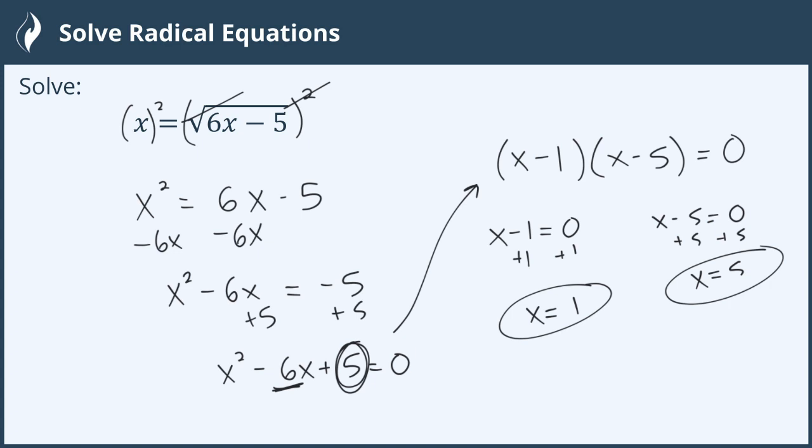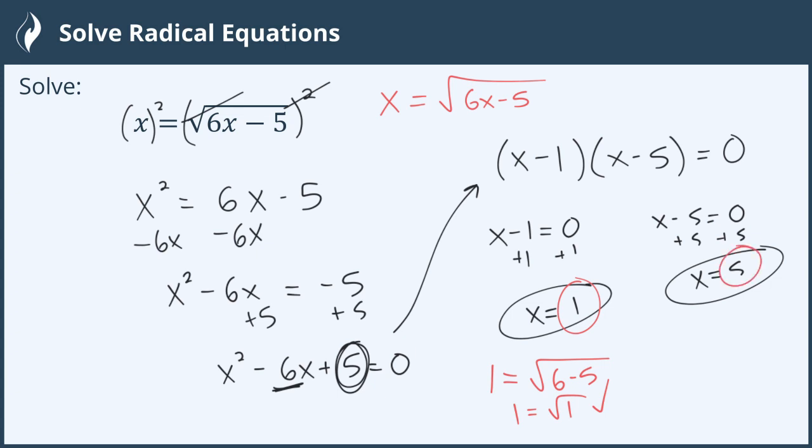And it's always a good idea to go back and check with our original problem. So our original problem was x equals the square root of 6x minus 5. So if we plug in this 1, we would have 1 equals the square root of 6 times 1, which is 6, minus 5. 6 minus 5 is equal to 1. Is 1 equal to the square root of 1? Yes, it is.